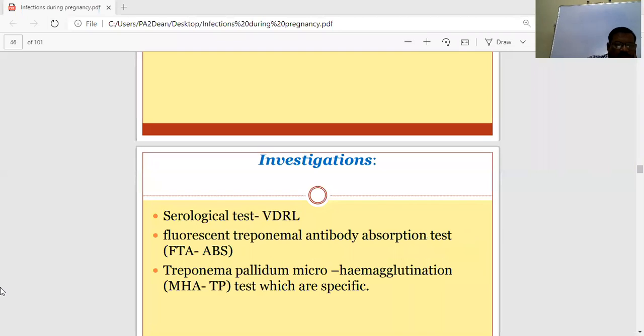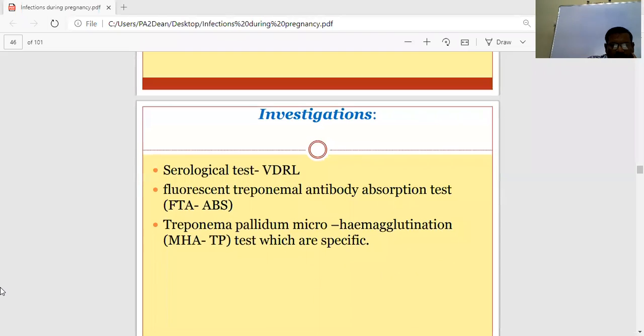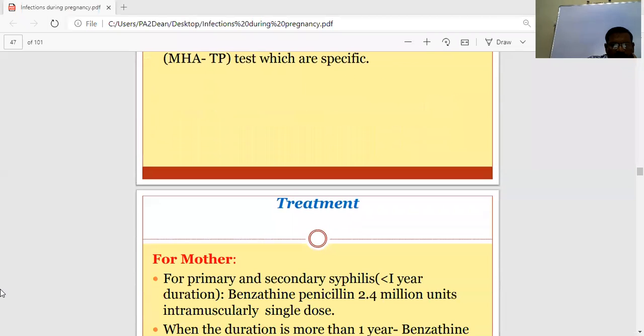Coming to the investigation, the serological test VDRL, Venereal Disease Research Laboratory. This is a serological test we do for syphilis. The fluorescent treponemal antibody absorption test is also done. The Treponema pallidum microhemagglutination test. These are all very specific tests for syphilis.